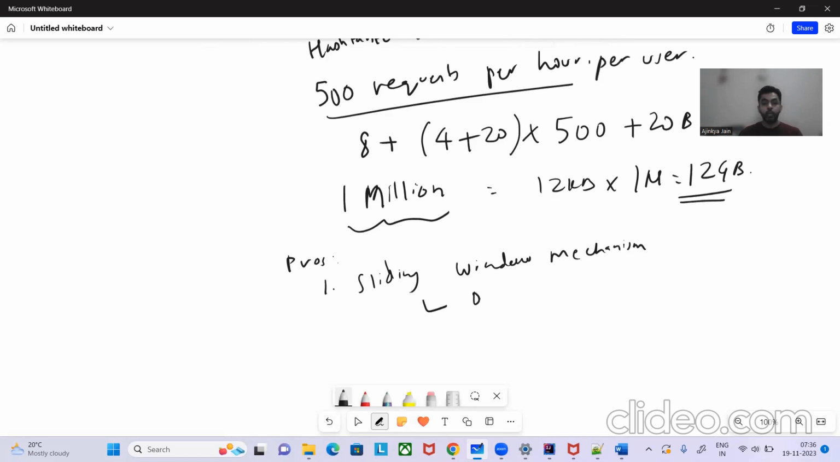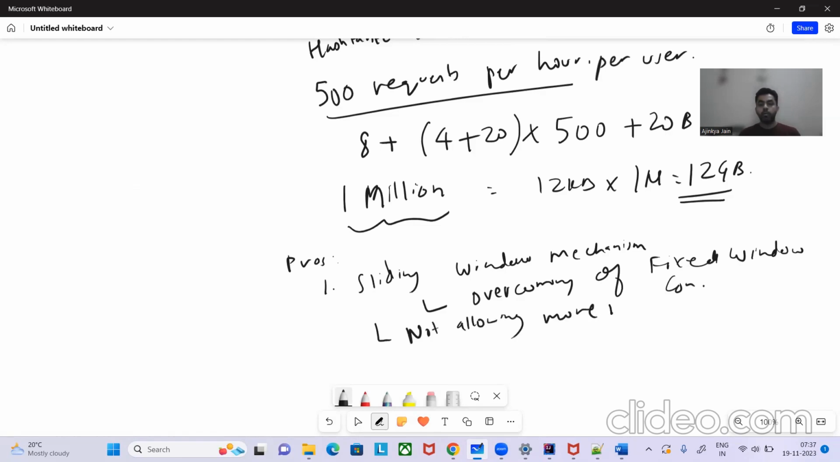The main advantage of the sliding window, compared to the fixed window, is that it allows the right number of requests. It adheres to the rules and does not allow more requests than permitted.